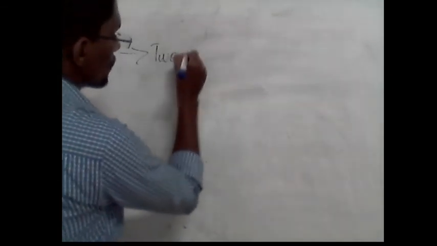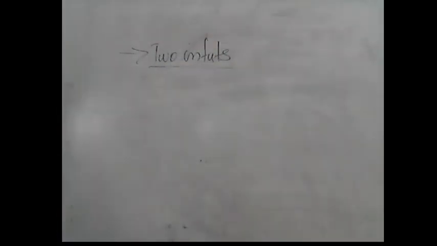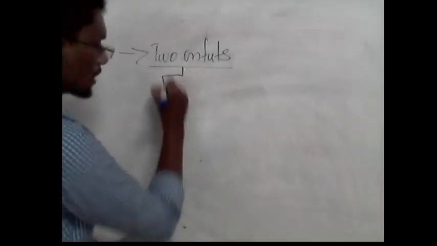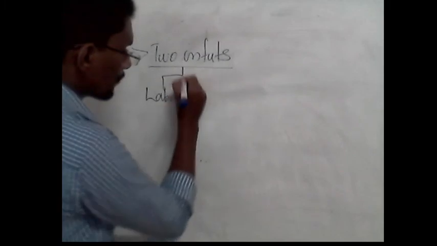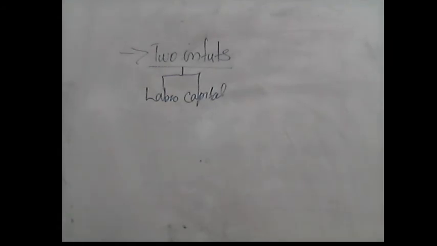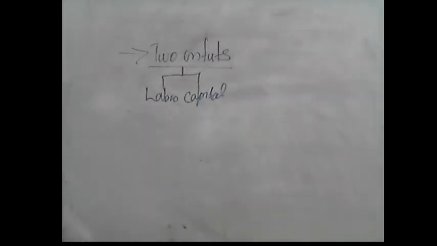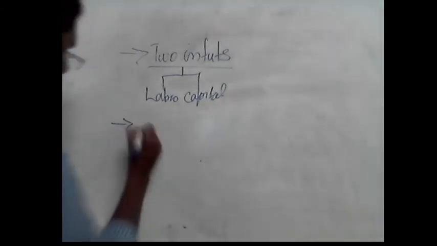The first criticism is that the CD function contains only 2 factor inputs, but in reality we are using more than 2 factor inputs. Here the Cobb-Douglas production function consists of 2 factor inputs, that is labor and capital, but in reality the factor inputs are not 2, rather there may be more than 2 factors of production, land and organization. That is the first criticism or limitation of this Cobb-Douglas production function.